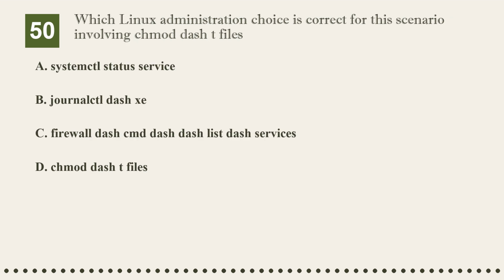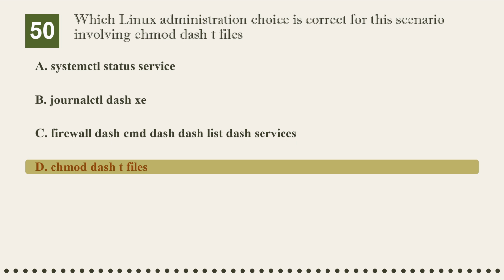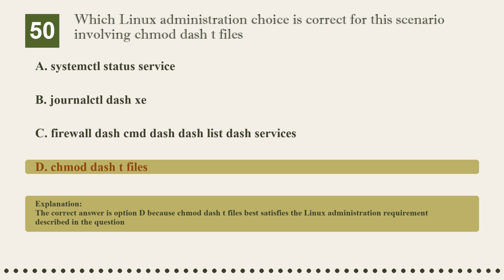Question 50. Which Linux administration choice is correct for this scenario involving quad-t files? Option A, system+data service. Option B, journal-exe. Option C, firewall-cmd --list-services. Option D, quad-t files. The correct answer is option D, quad-t files. The correct answer is option D because quad-t files best satisfies the Linux administration requirement described in the question.